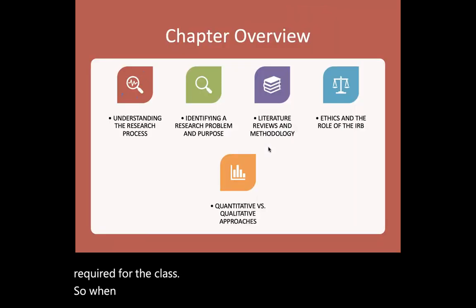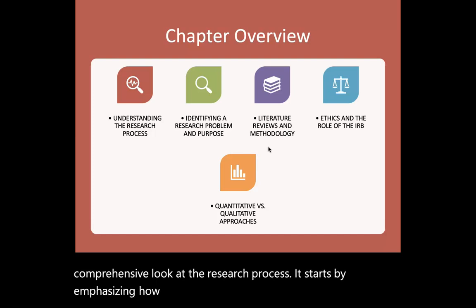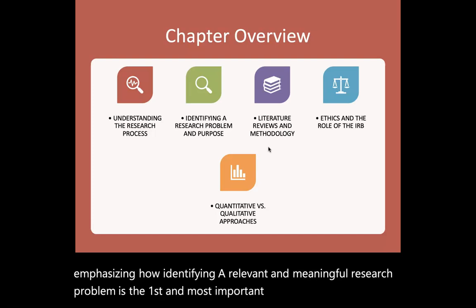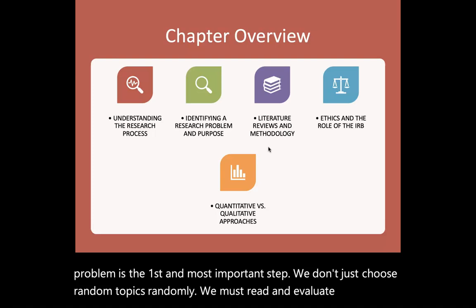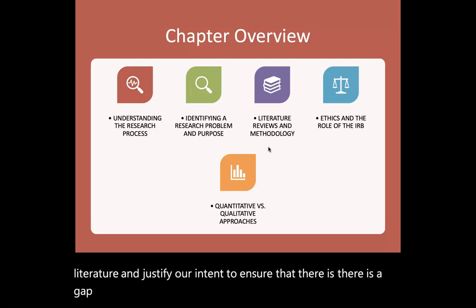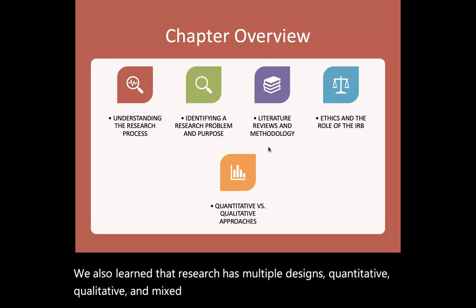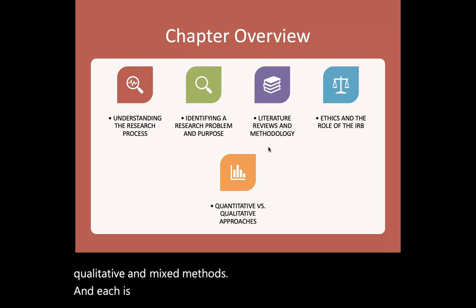So when we look at the Chapter 1 overview, it offers a comprehensive look at the research process. It starts by emphasizing how identifying a relevant and meaningful research problem is the first and most important step. We don't just choose topics randomly. We must read and evaluate current literature and justify our intent to ensure that there is a gap and a value in the inquiry. We also learned that research has multiple designs: quantitative, qualitative, and mixed methods, and each is suited to different types of questions.